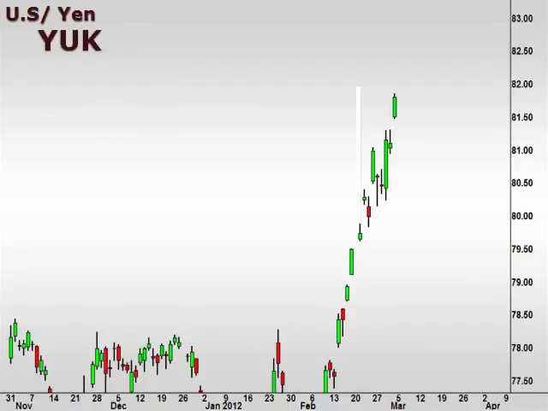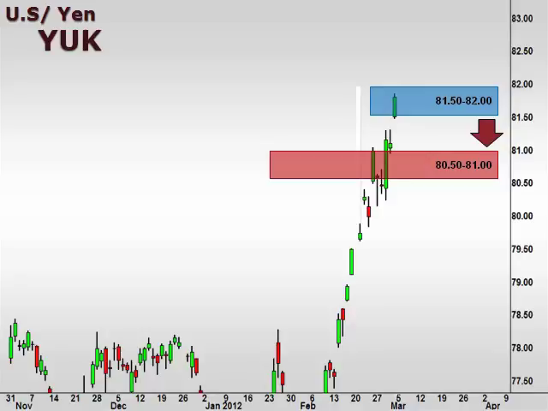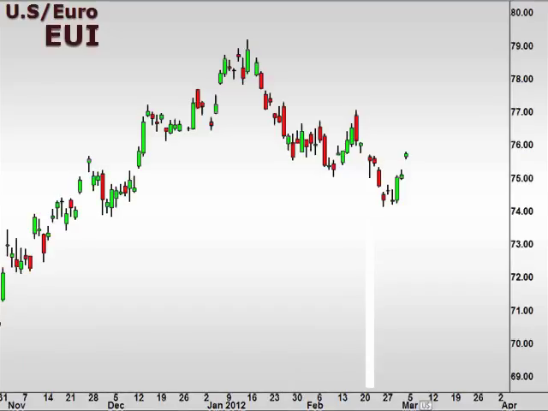Let's take a look at the YUK, the US dollar versus the Japanese yen. Well, the YUK hit our projected target at 81.5, 82 last week, and the trend is clearly to the upside. However, we are open to a pullback, which would likely test support at the 80.5, 81 focal zone.